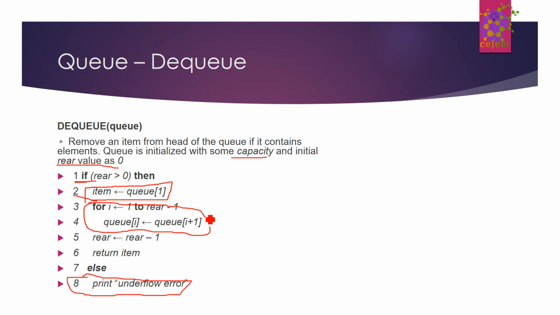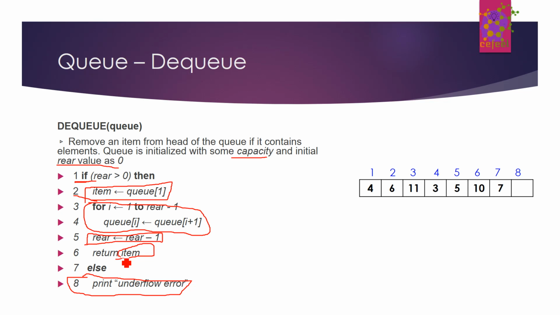We move all items one location to the left. Once we are done, we decrement the rear variable, and then we are done. We just return the item. So that's as simple as that. Let's see this in action on the array which we took. We'll just apply the procedure here.